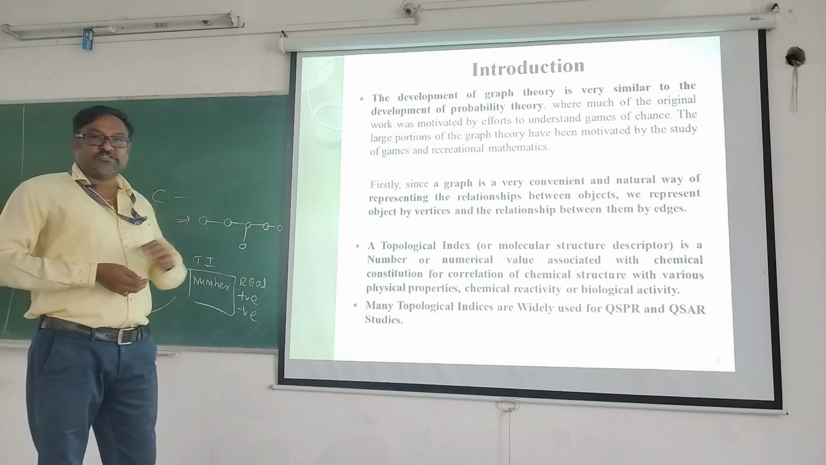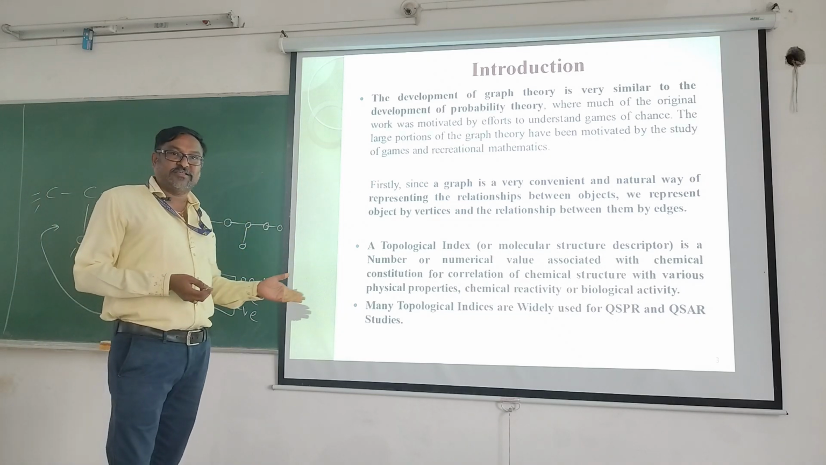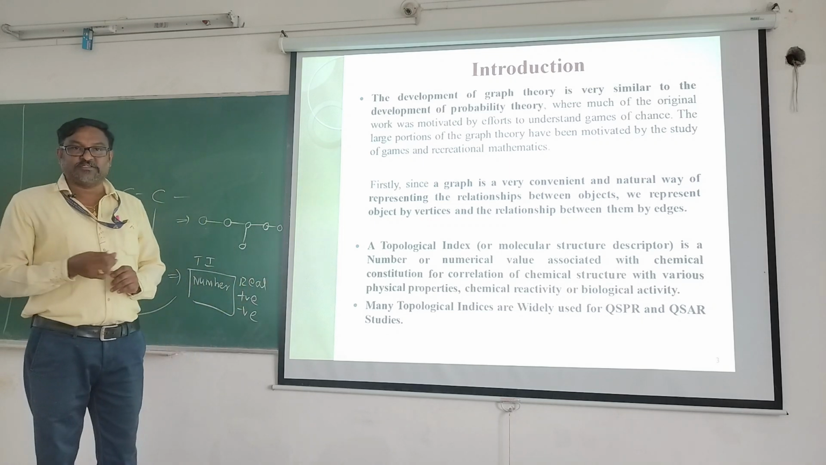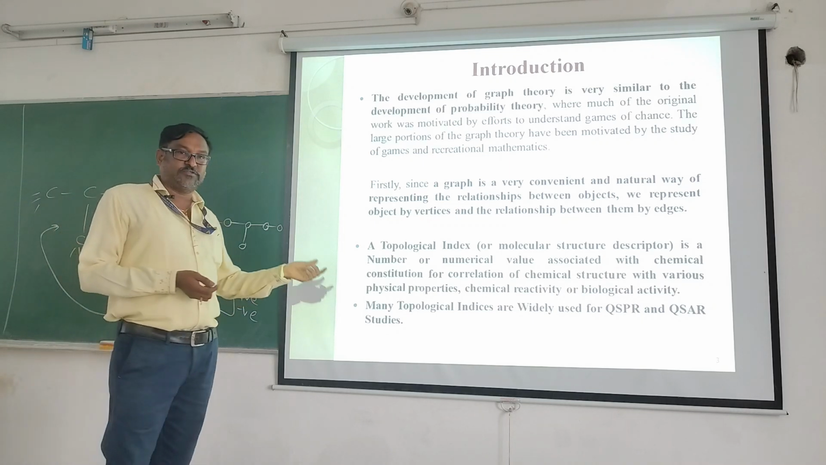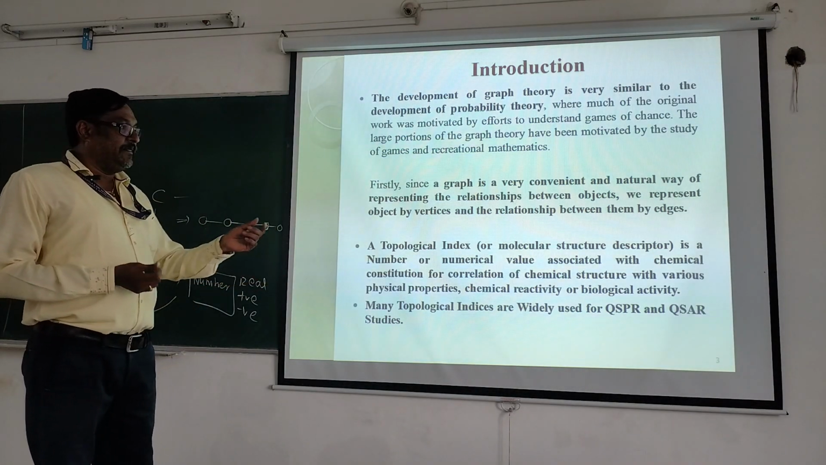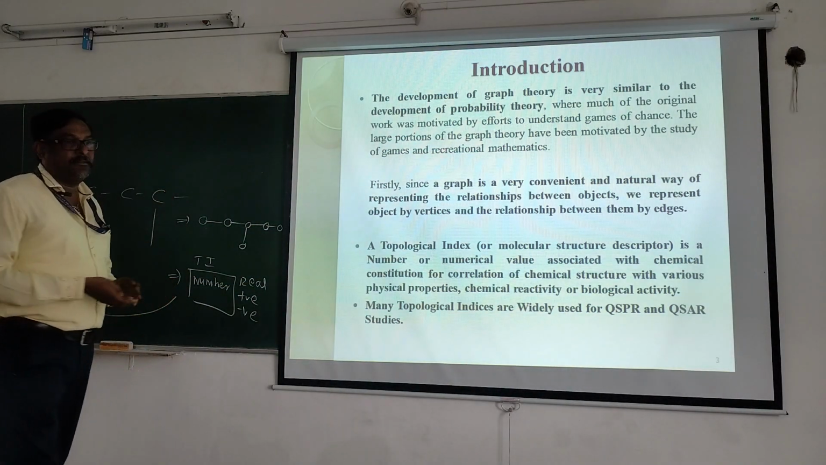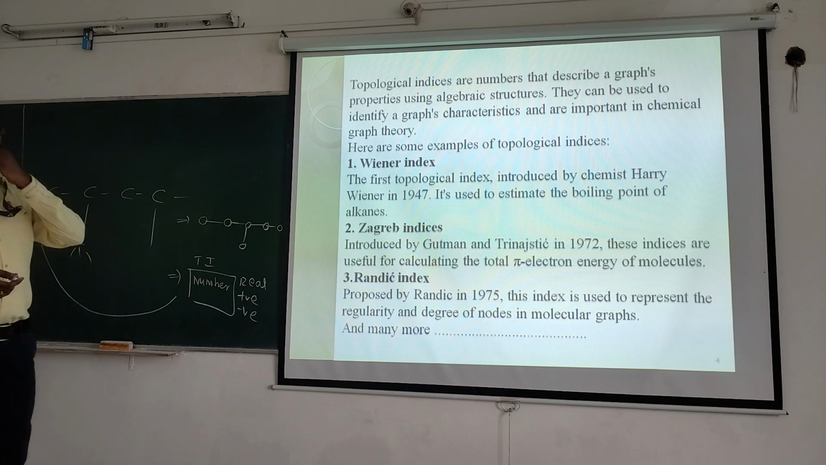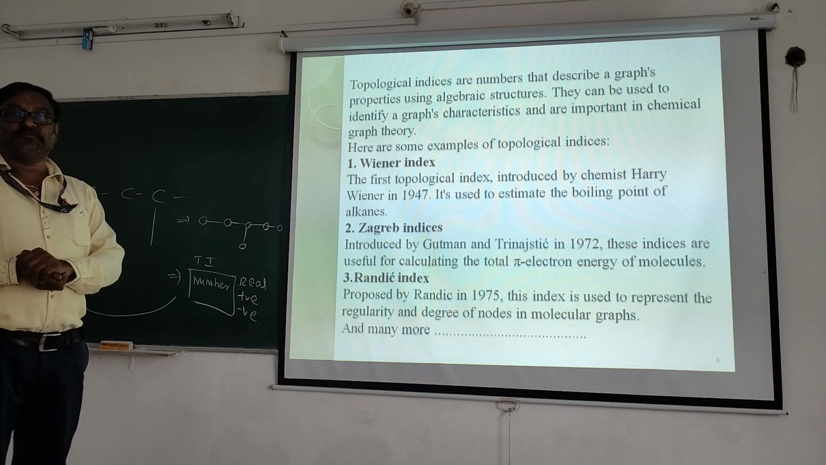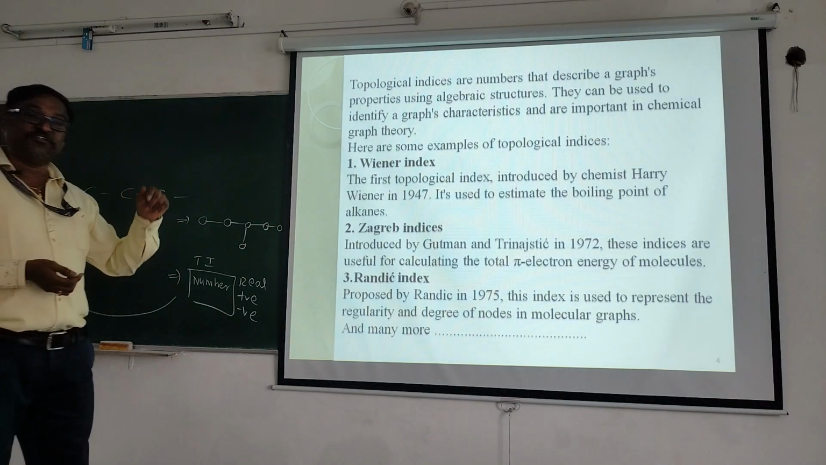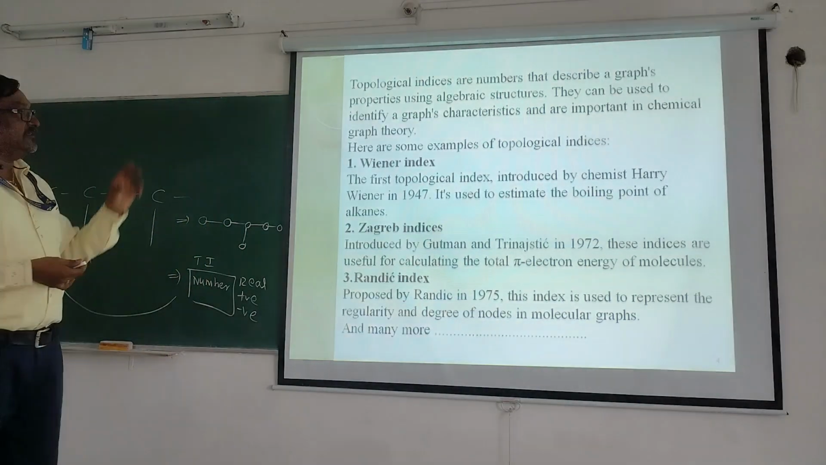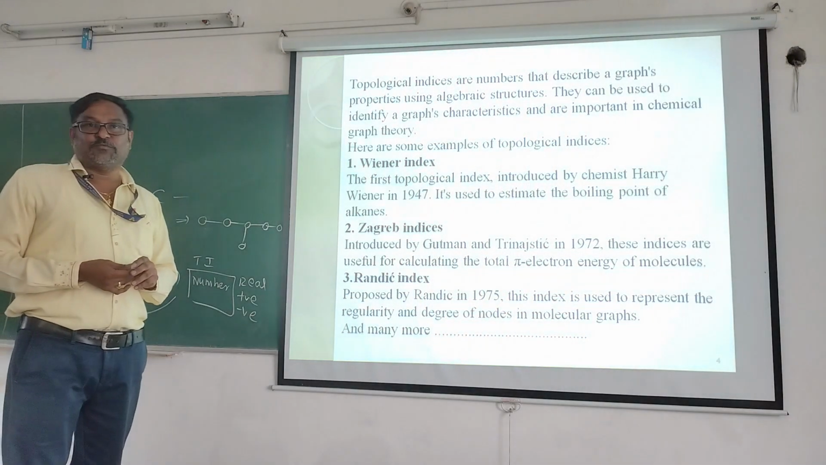Nowadays, topological indices play an important, vital role in the study of QSAR and QSPR studies. QSAR means quantitative structure-activity relationship and QSPR means quantitative structure-property relationship. Topological indices are simply numbers that describe graph characteristics, which are very useful in the study of chemical graph theory. There are a few examples of topological indices.